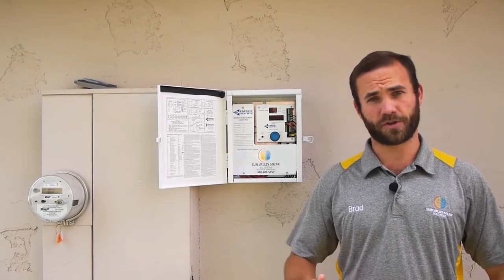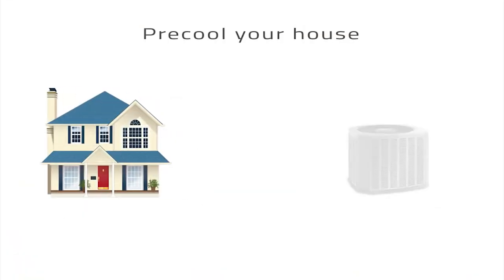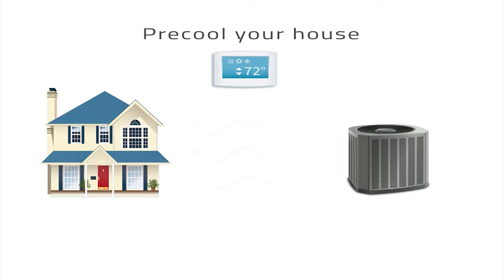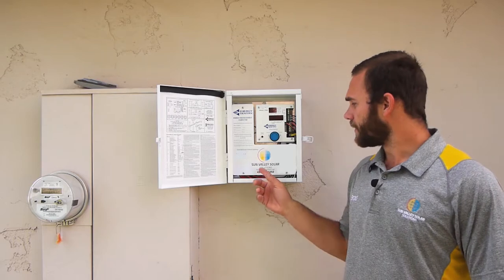In order to maximize your savings with your demand manager, we recommend you do a couple things. Thing number one is to pre-cool your house. Set your thermostat as low as is comfortable for you to live in that environment. Reason being is because the demand manager directly relates to your AC and is controlling your air conditioner. That's how we're preventing your demand from spiking past the demand limit.